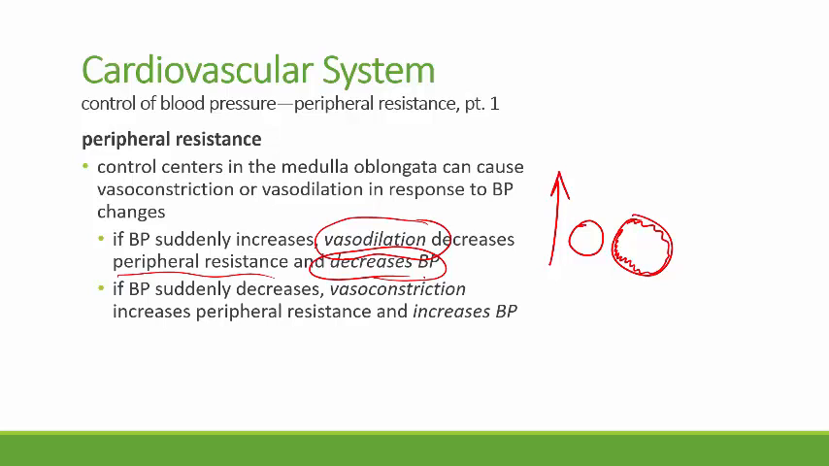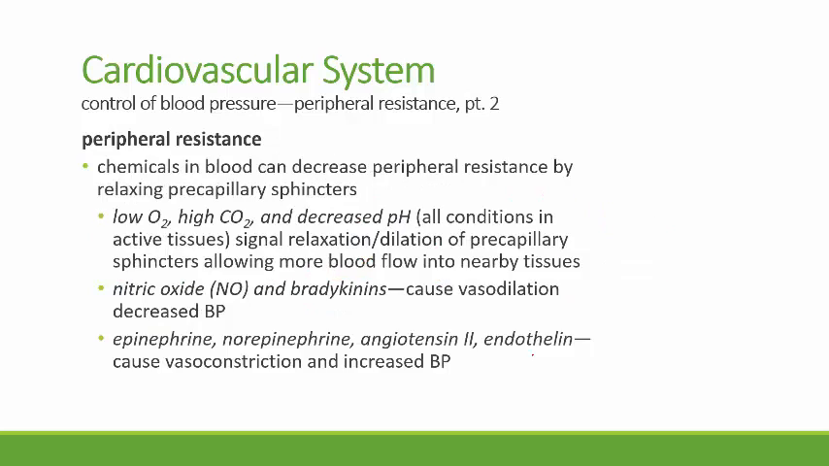If we see a sudden decrease in blood pressure, then vasoconstriction can counteract that, because now we're going the opposite direction. By causing constriction of the blood vessels, we'll see a decrease in volume, you know, in space for the blood, and an increase in peripheral resistance that increases blood pressure. And chemicals can do that. We can do that both with nervous control from the medulla oblongata, but we can also do it with chemicals.